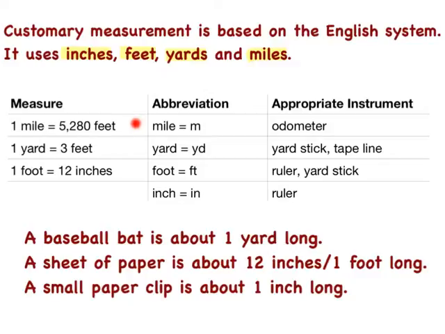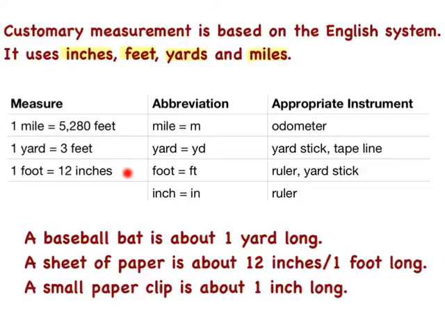First, we see that 1 mile is equivalent to 5,280 feet. The abbreviation for mile is an M, and most of the time you measure miles on the odometer of your car. The next unit is a yard. A yard is equivalent to 3 feet. The abbreviation for yard is YD, and you use a yardstick or a tape line to measure in yards.